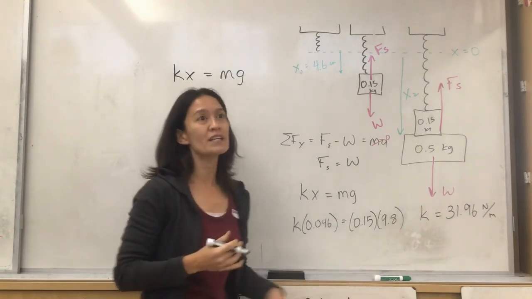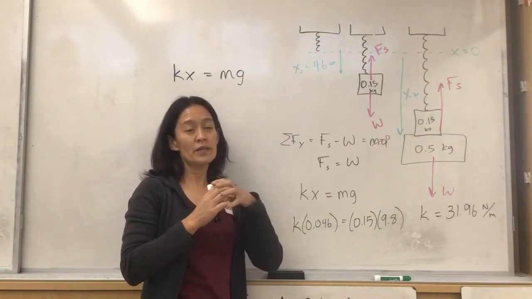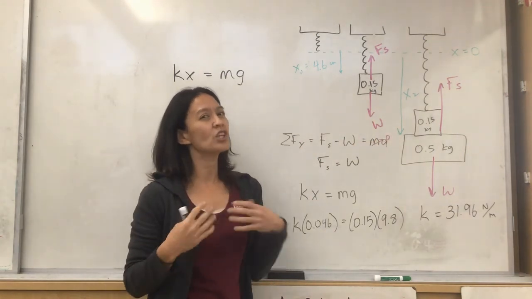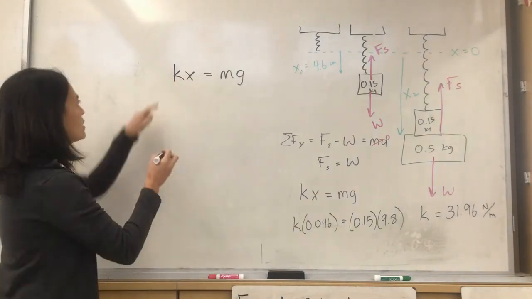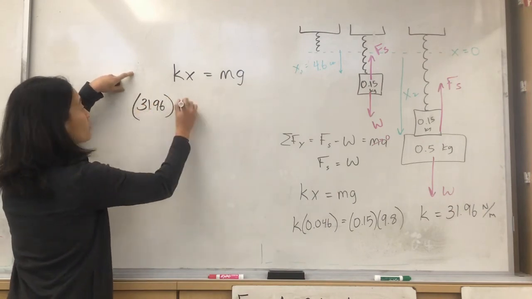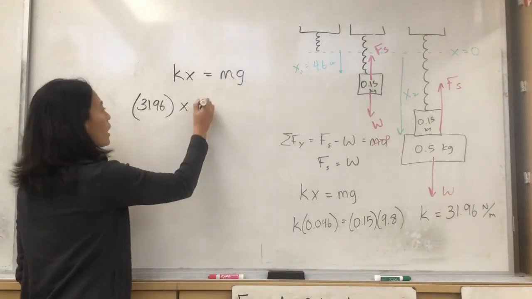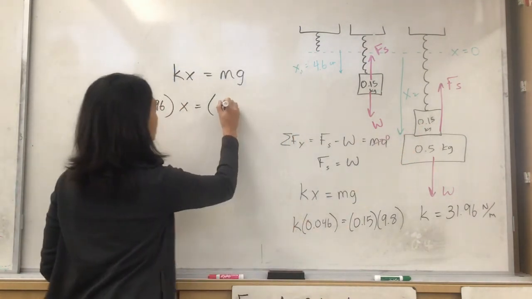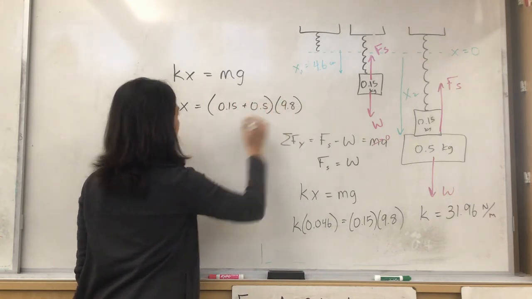It's a constant for a spring, unless you mess up the spring. So if you ever had a case like a slinky and some not so smart person just overstretches it and then it never goes back, then you have changed the k value. Okay, but we're assuming our spring constant is going to stay the same. So I still have this k of 31.96. I'm looking for this new x value. I'm looking for what's now my total distance stretched. My mass is this total, so 0.15 plus 0.5 times good old gravity.